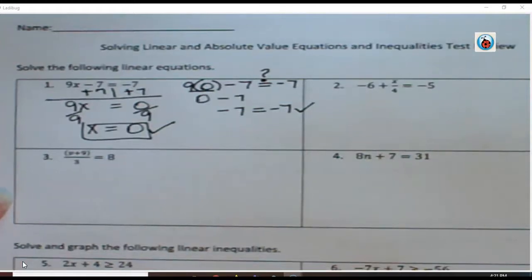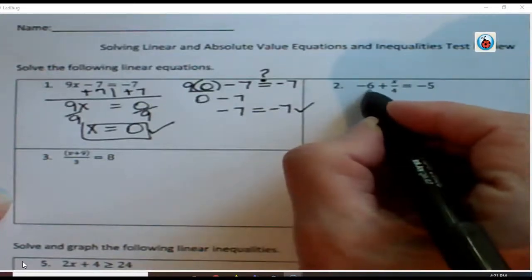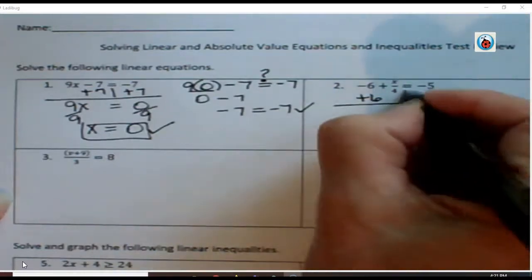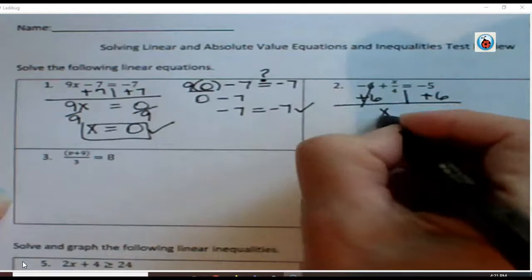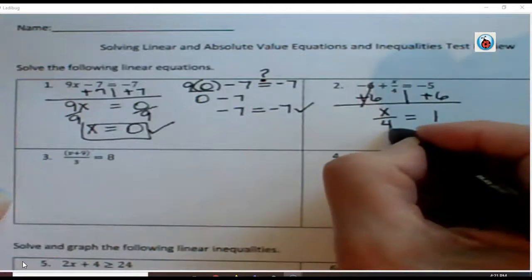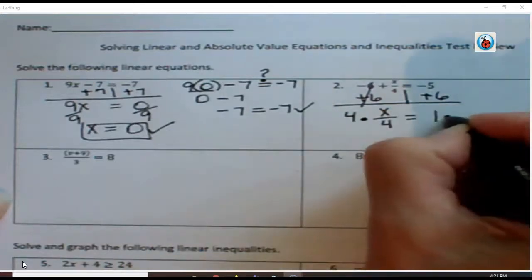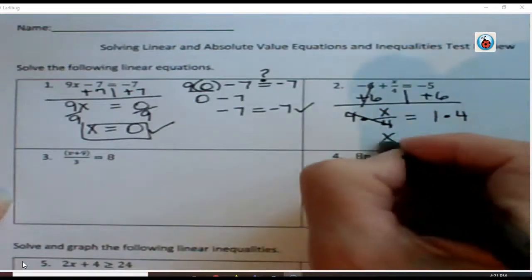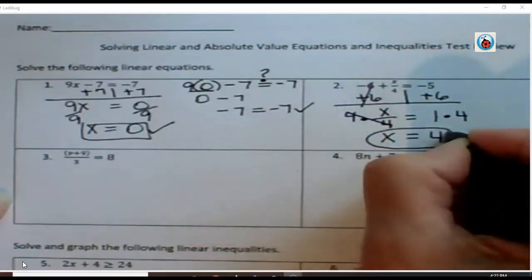All right, let's look at number 2. The very first thing you're going to do is get rid of the negative 6. How can I get rid of that negative 6? I'm going to add 6 to both sides. Some of you might have been worried about that fraction there, but we'll work it out. That crosses that out. You've got x divided by 4 equals 1. To get rid of that fraction, just multiply by the denominator. So I'm going to multiply this by 4 and this one by 4. Here, 4 over 4 turns out to be 1, so you have your 1x. 1 times 4 is 4. So we're saying x is equal to 4.